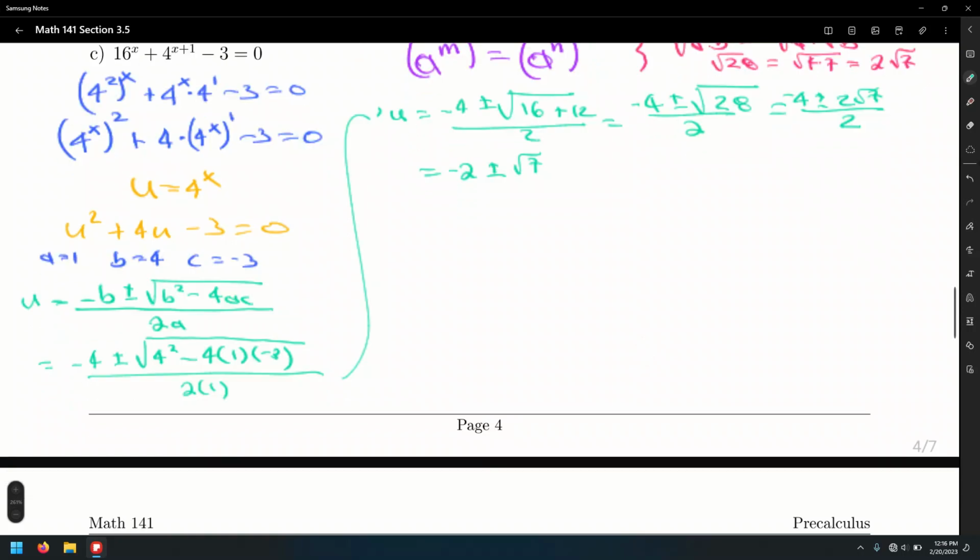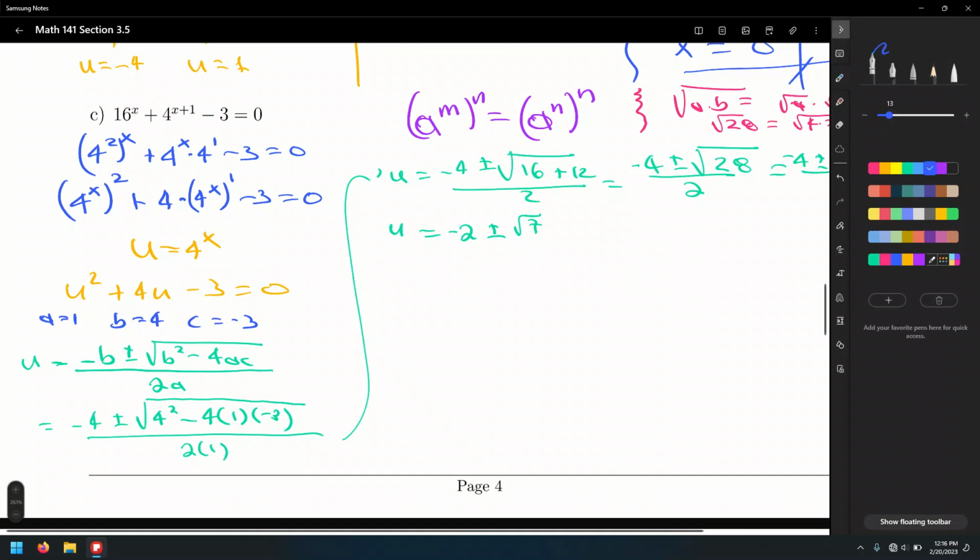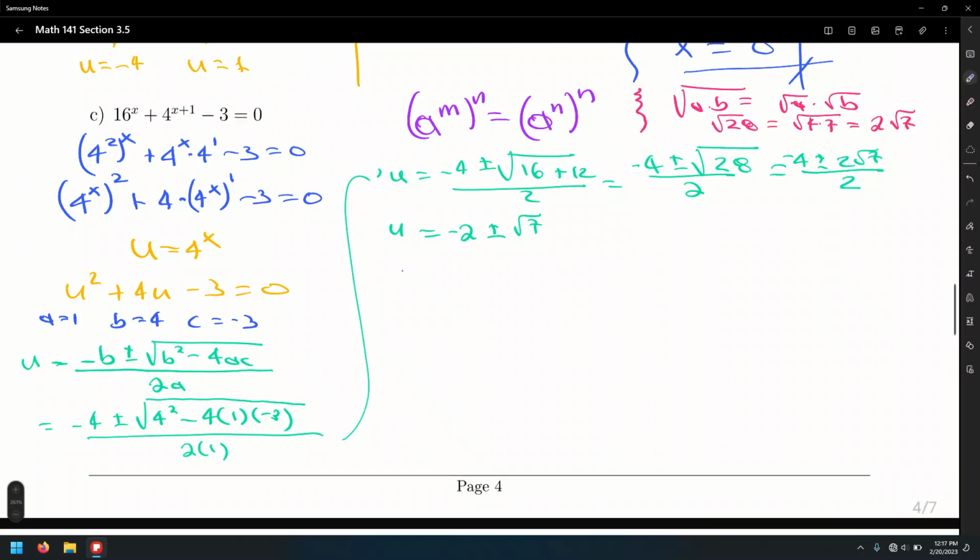So let's see. In this case, since u equals negative 2 plus minus the square root of 7, I'm going to go back to the world of x by back substituting for u, which in this case we said 4 to the x power equals negative 2 plus or minus the square root of 7. And again, there's a bunch of ways to solve this baby equation for x. This is an exponential equation, because we have the x on the exponent of this constant value.